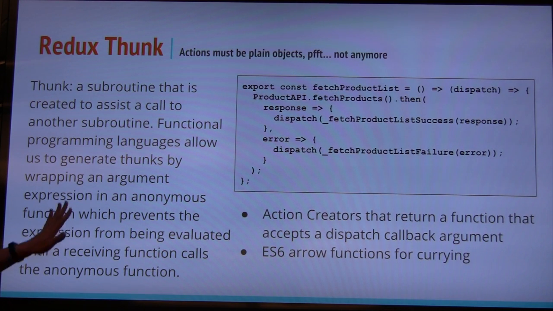We're using ES6 arrow functions for currying to provide better readability into this function cascading. Currying is the technique of translating the evaluation of a function that takes multiple arguments into evaluating a sequence of functions that each take a single argument.